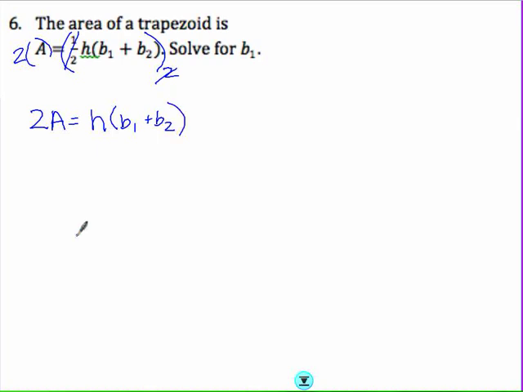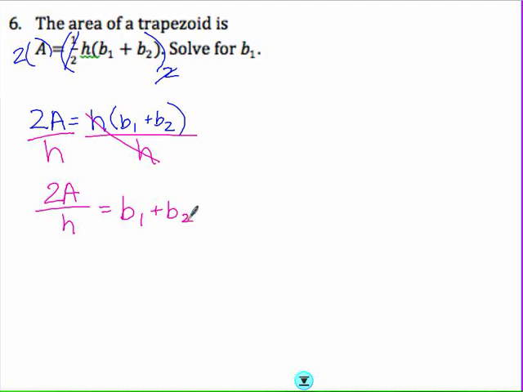Now I want to get the h out of there because then I'll leave the parentheses alone and I can easily isolate b sub 1. So I would have to divide by h on both sides. In this case, we've got 2a divided by h equals, those cancel, so we've got b sub 1 plus b sub 2.